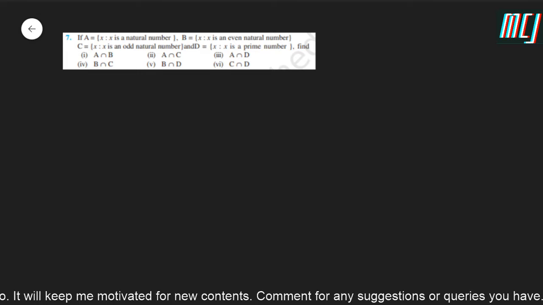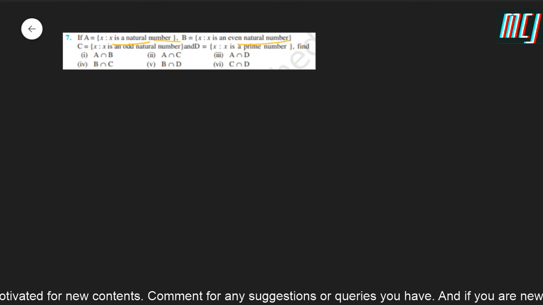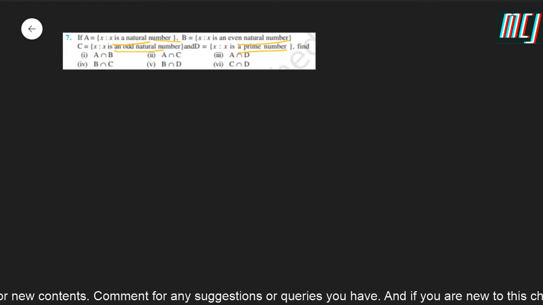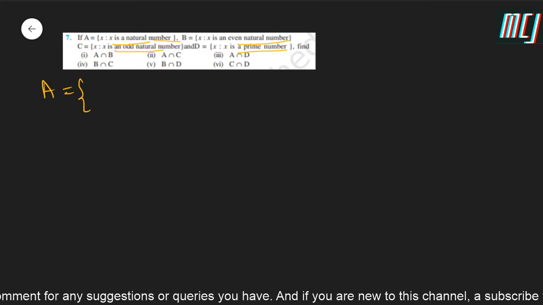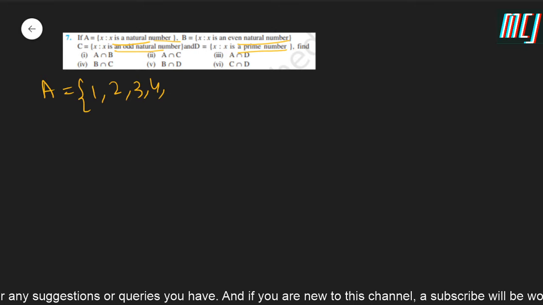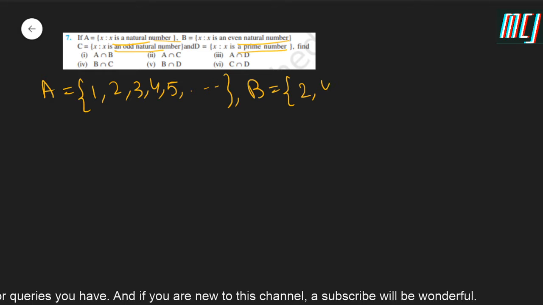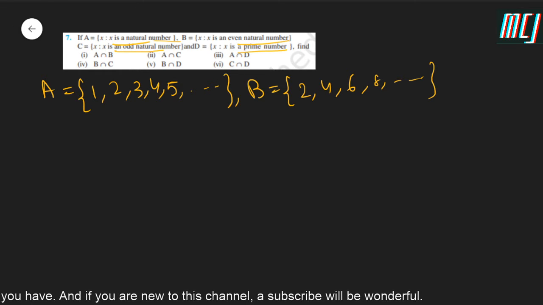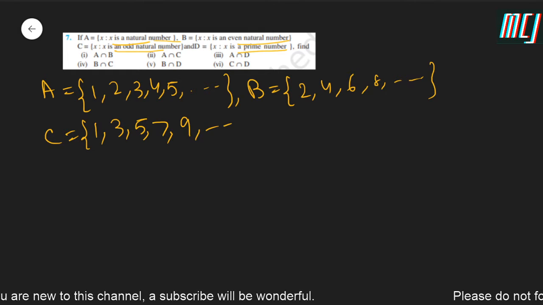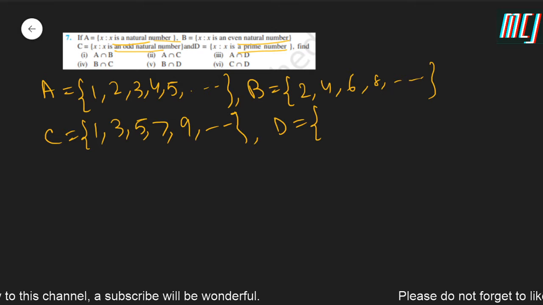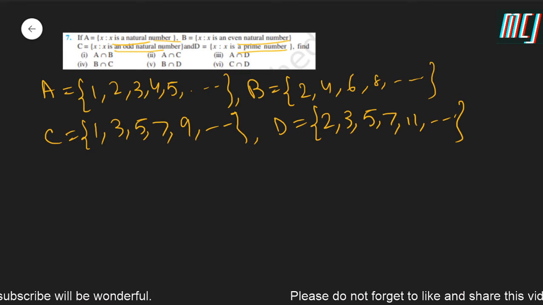Now here what is telling? A is the set of natural numbers, B is X is an even natural number, C is X is an odd natural number and D is X is prime number. So we will write the sets A, B, C, D first. So A will be 1, 2, 3, 4, 5 and so on. B is even natural numbers, that is 2, 4, 6, 8 and so on. C is odd natural numbers, that is 1, 3, 5, 7, 9 and so on. Now the D is prime numbers. So 2, 3, 5, 7, 11 and so on. Clear?